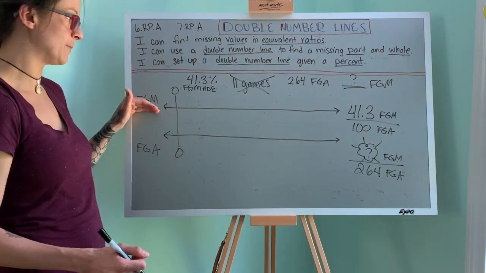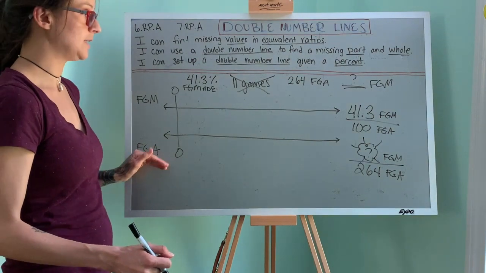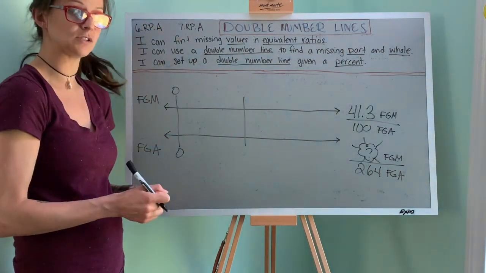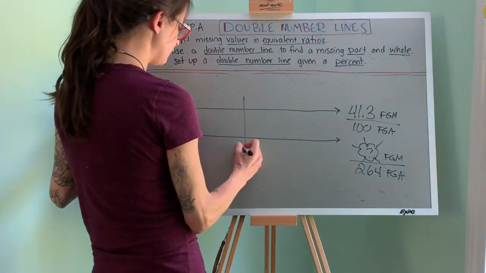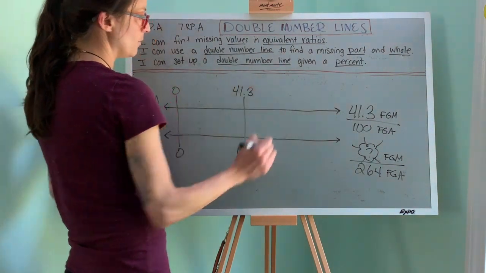Let's label the top number line field goals made and the bottom number line field goals attempted. I know I can use this double number line because it starts at 0, 0. If he's attempted 0 field goals, he's made 0. At 100 field goals attempted, we know he will have made 41.3.